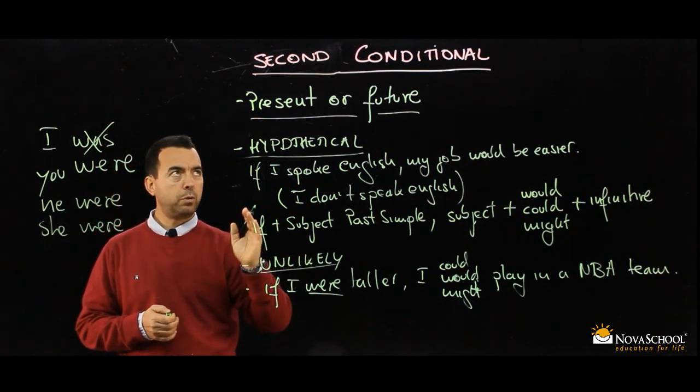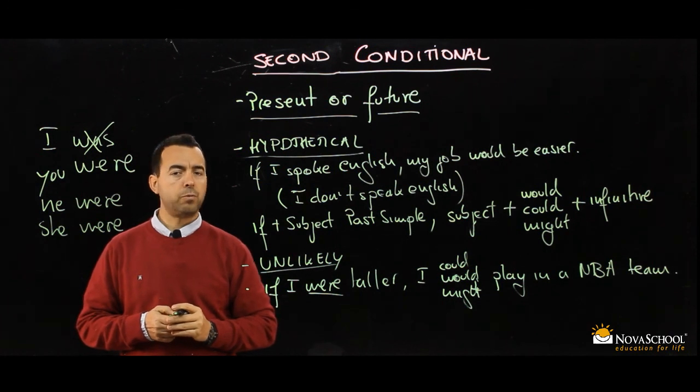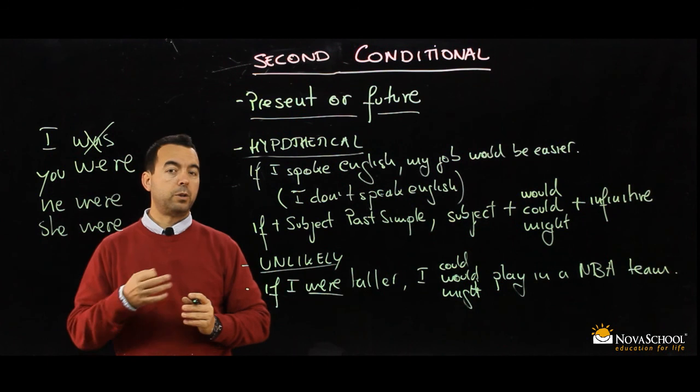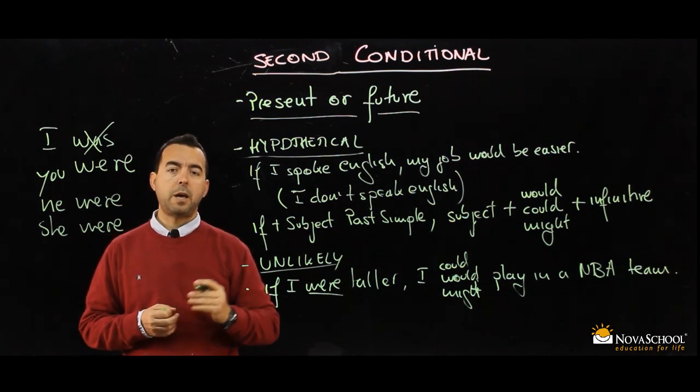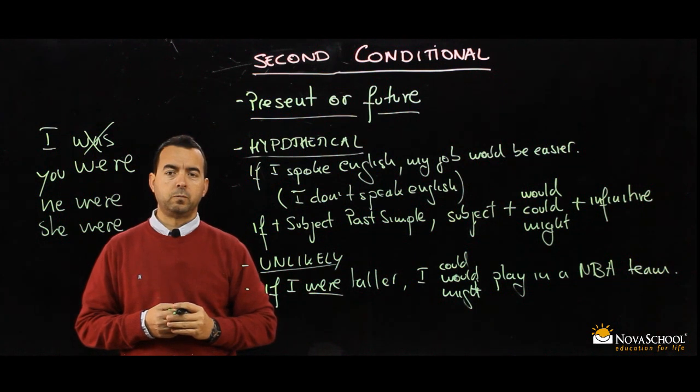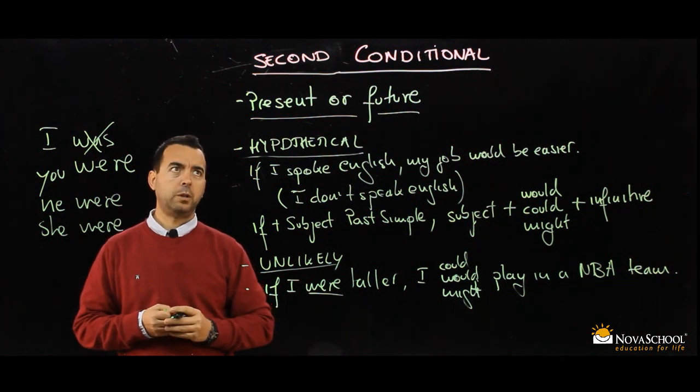This is one of the most important things in the second conditional to remember. If I were. So remember, if I were taller, I would play in an NBA team. In that case, it's not possible. So I hope you have enjoyed the explanation.